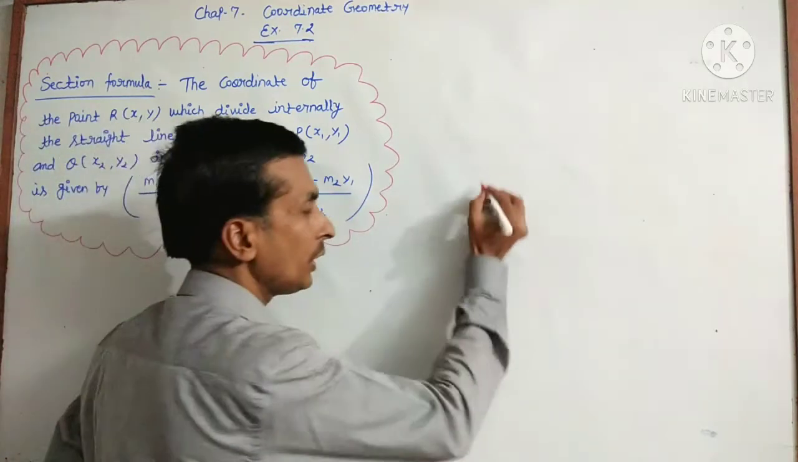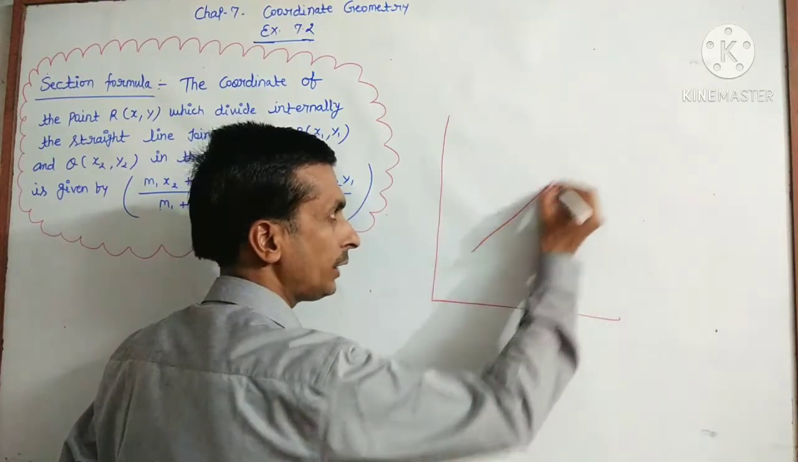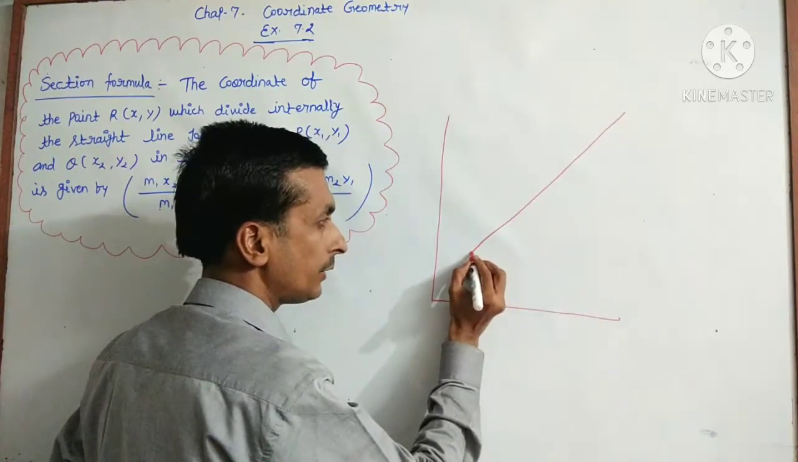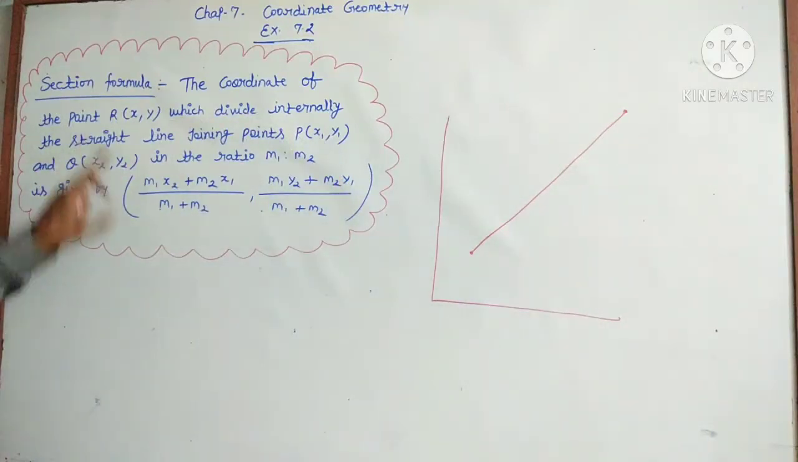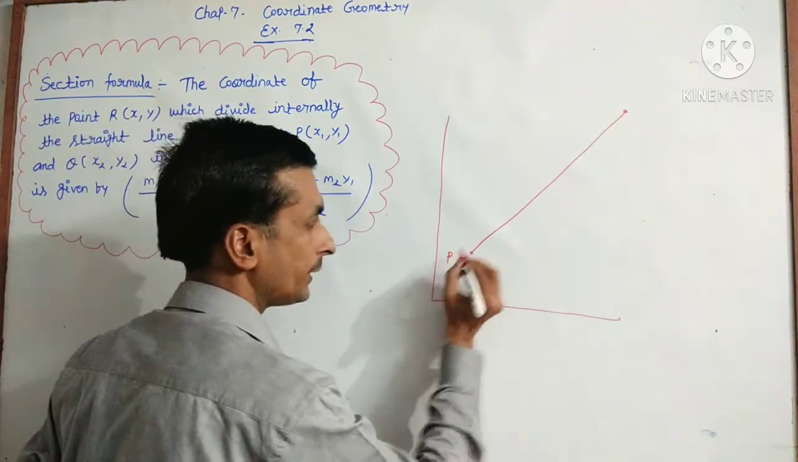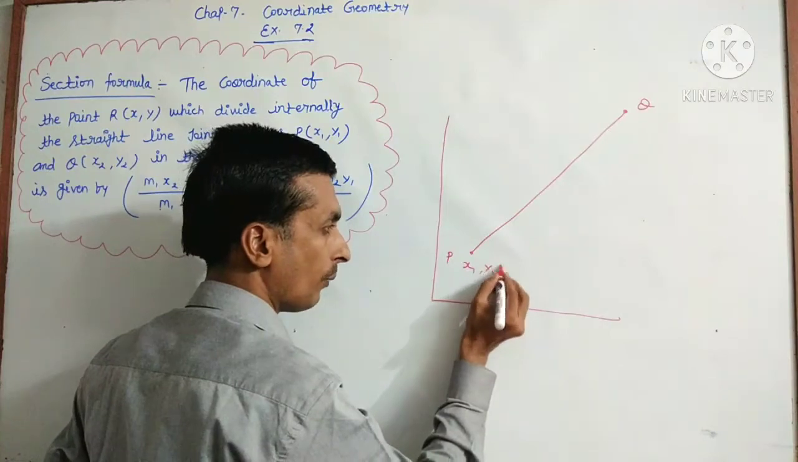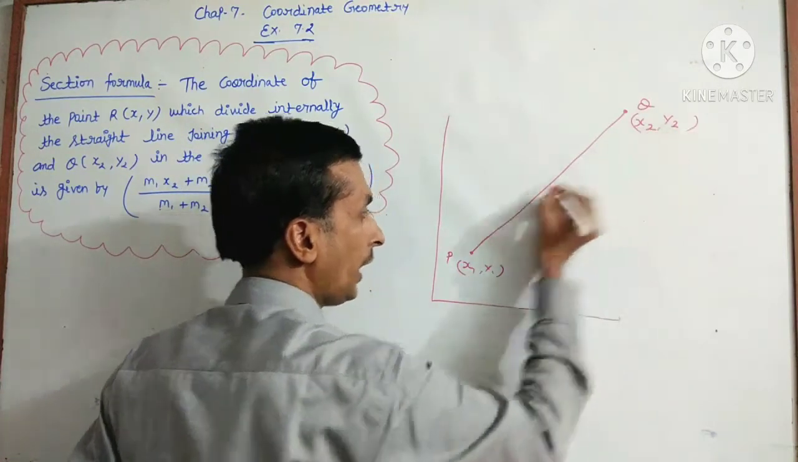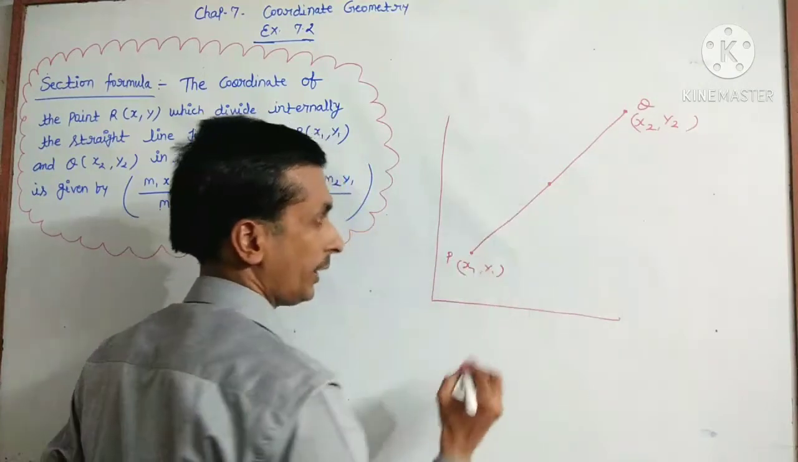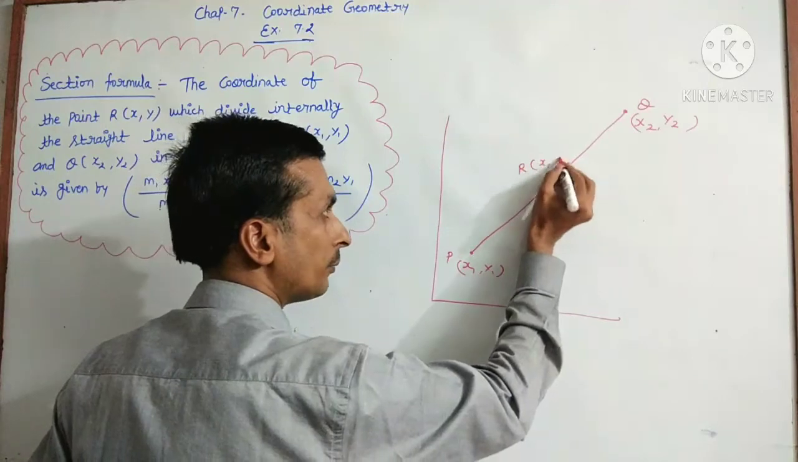First of all, you know well, this is your graph and this one is a line, you can see here, and we name the coordinates on this line. First one is P and second one is Q. So P here and Q this point. This one is x1, y1 and this one is x2, y2. Okay, and this point divides internally, and its name is R (x, y).